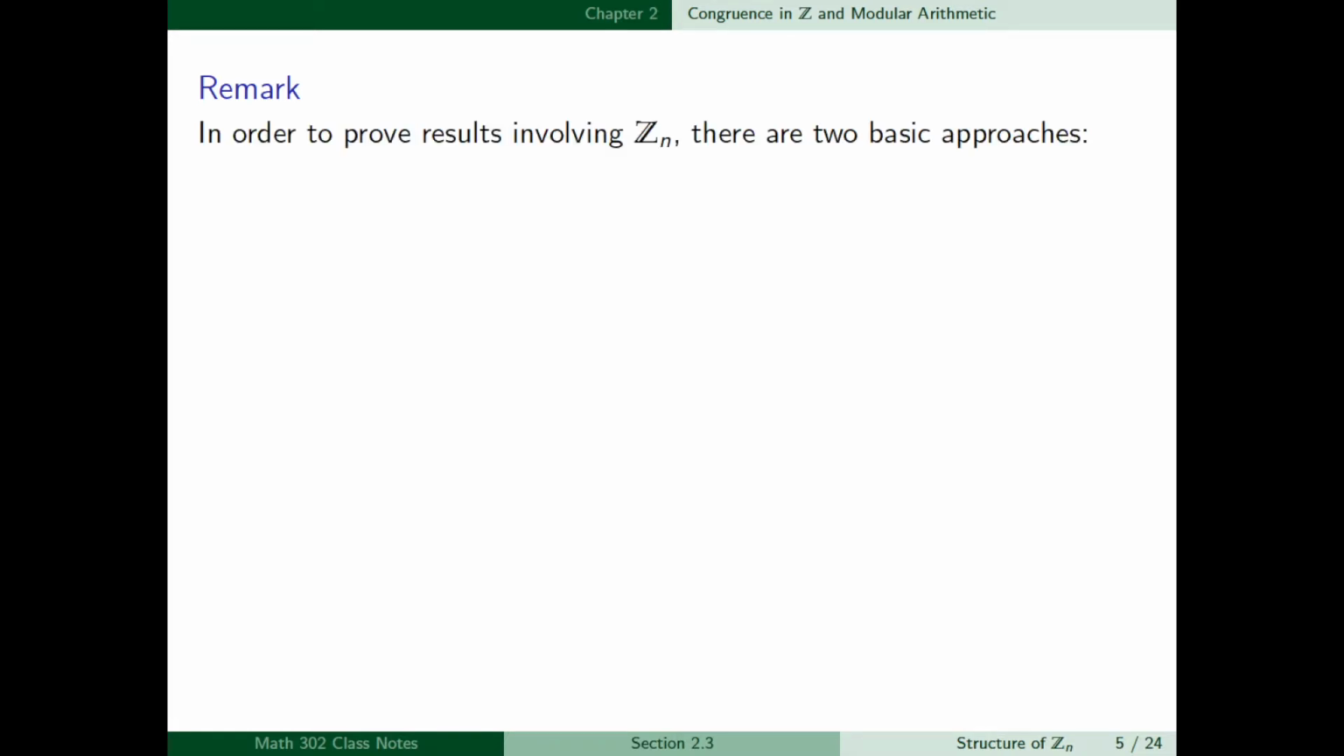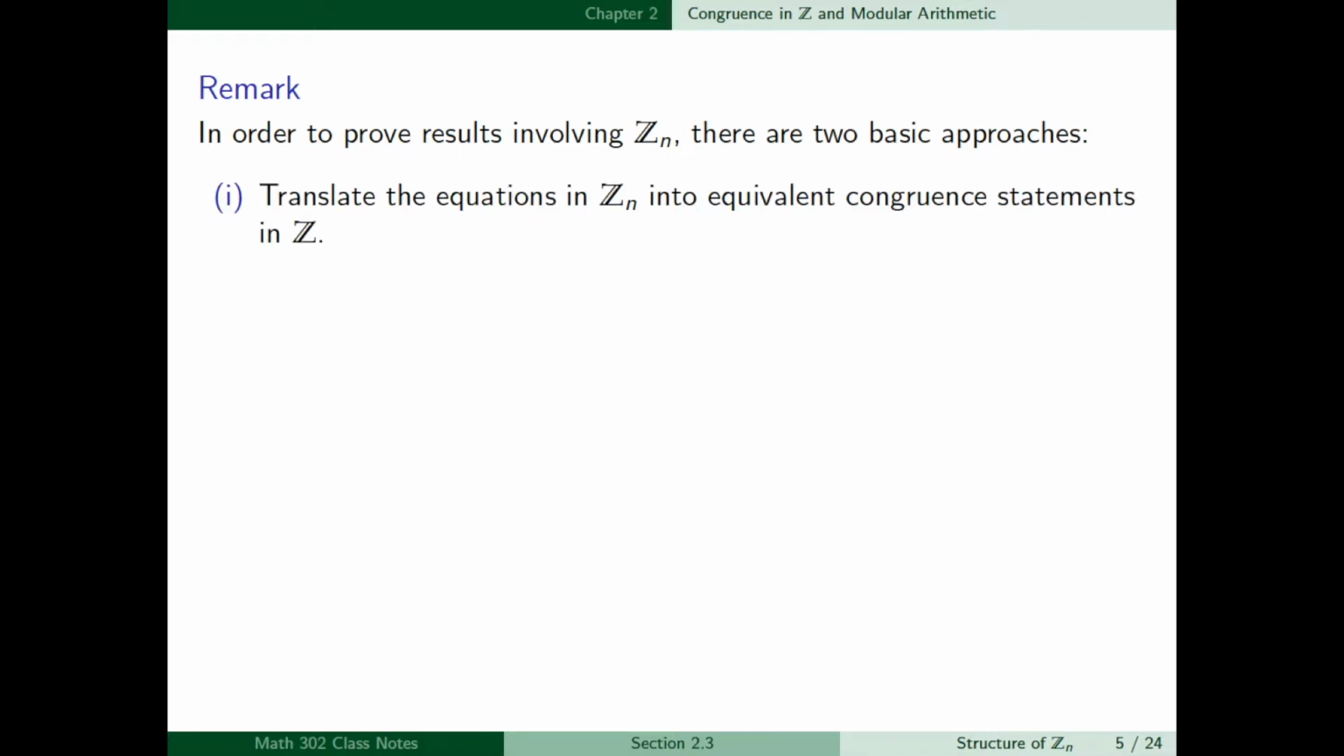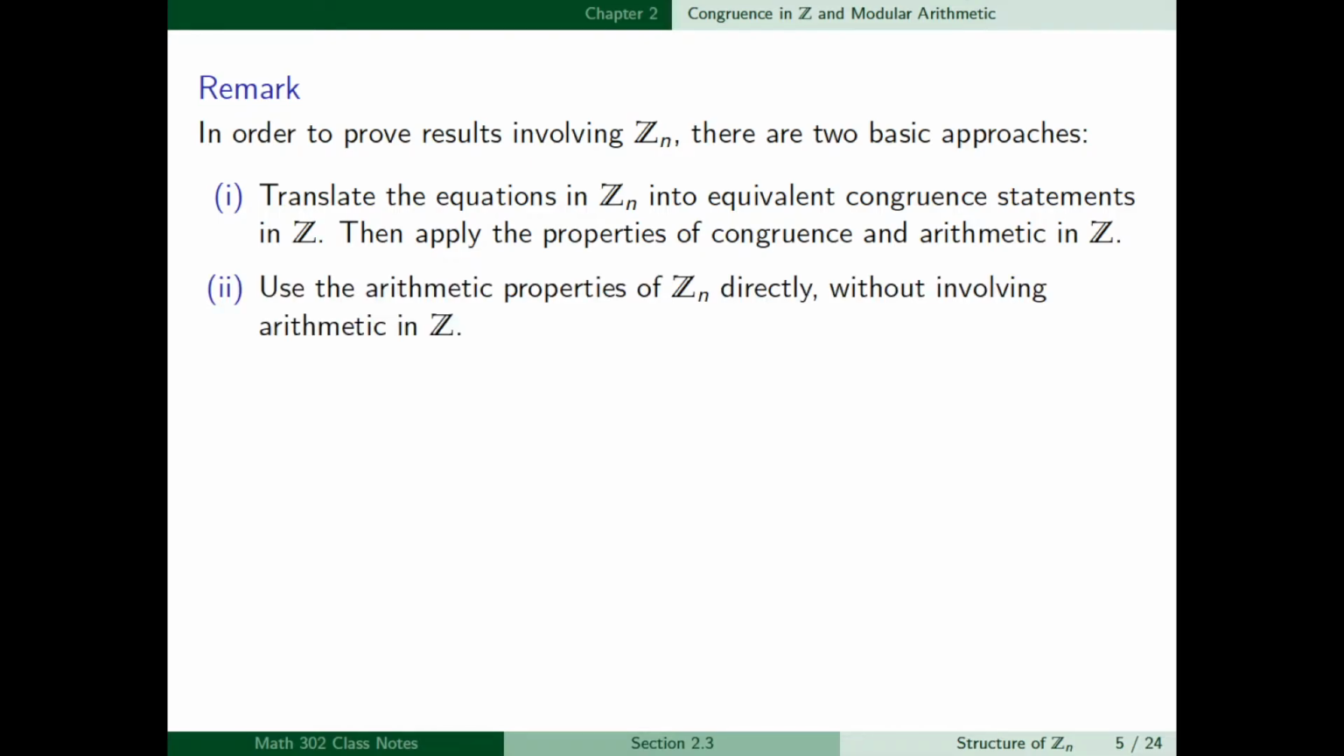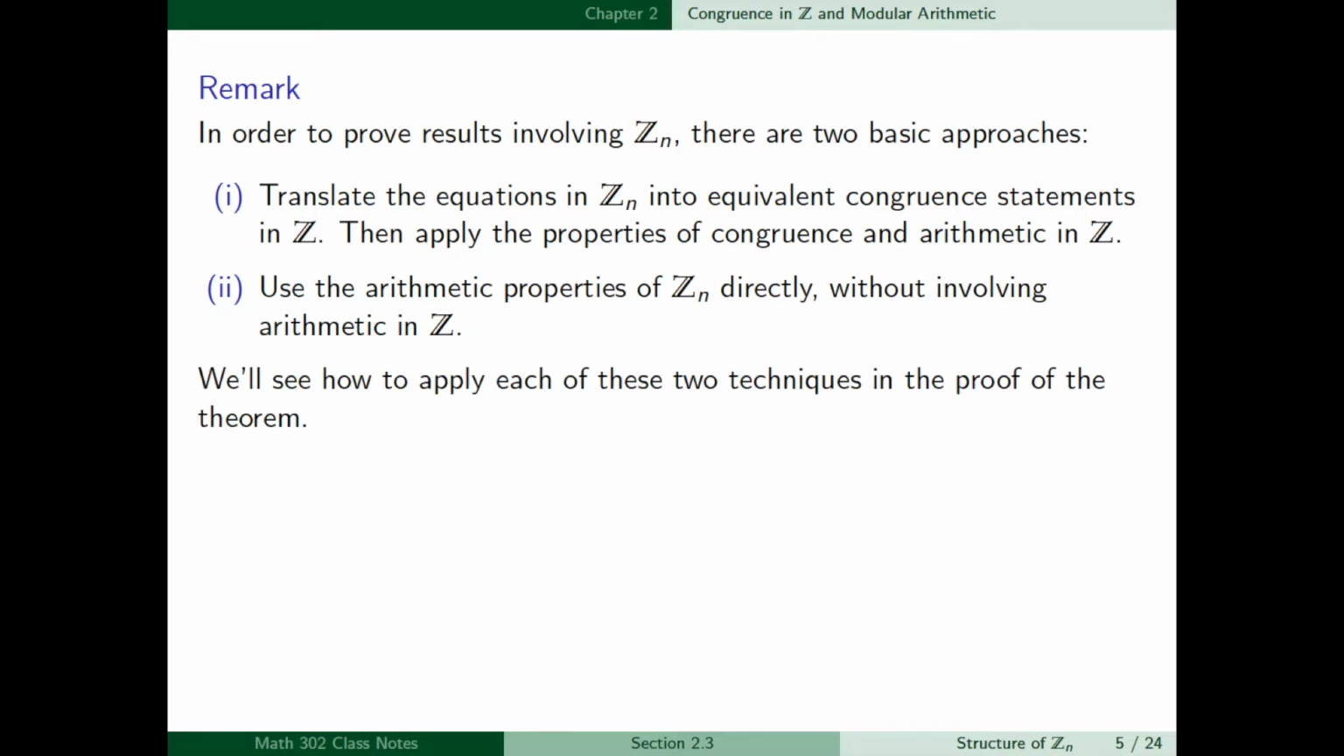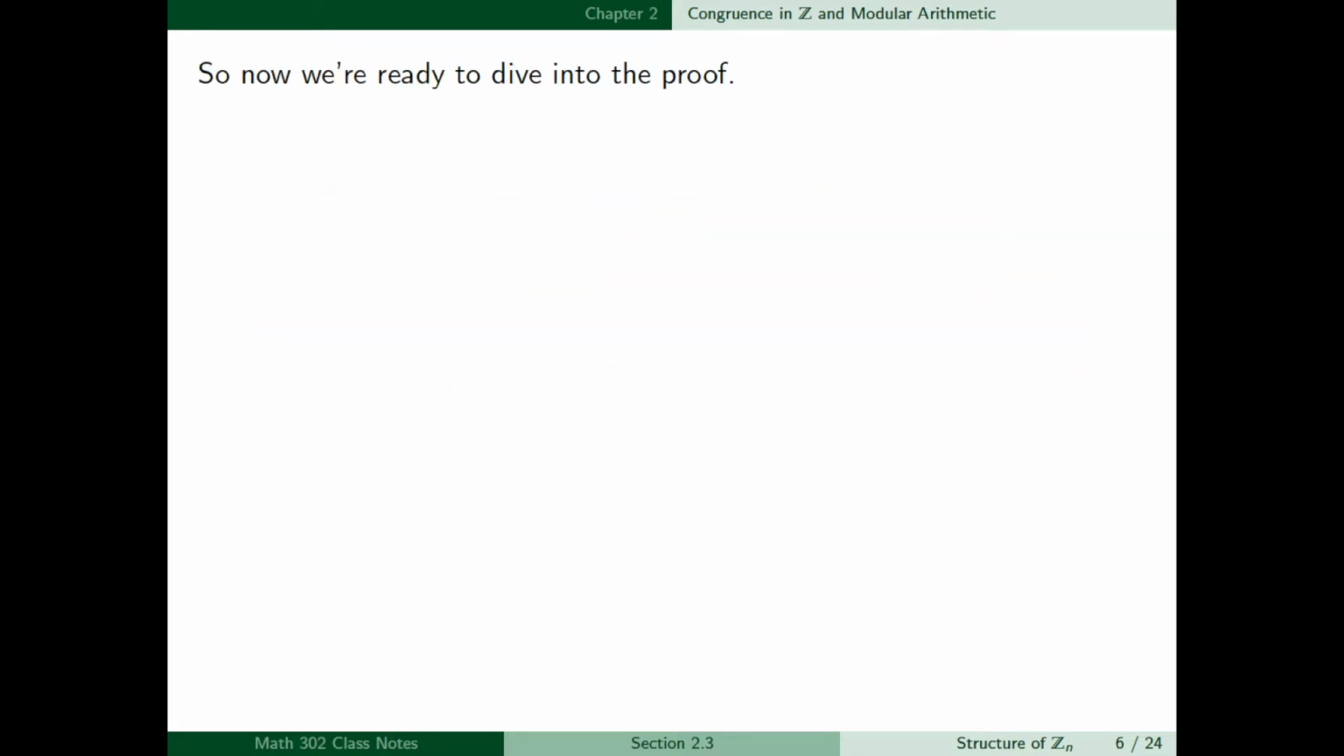Another remark is, in order to prove results involving Z sub n, there are two basic approaches. The first is to translate the equations in Z sub n into equivalent congruence statements in Z, then apply the properties of congruence and arithmetic in Z. The second approach is to use the arithmetic properties of Z sub n directly without involving arithmetic in Z. We'll see how to apply each of these two techniques in the proof of the theorem. So now we're ready to dive into the proof.